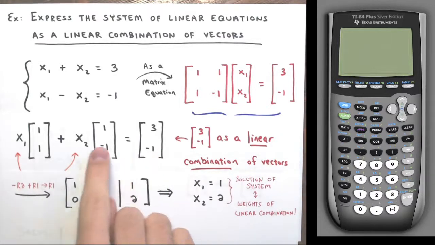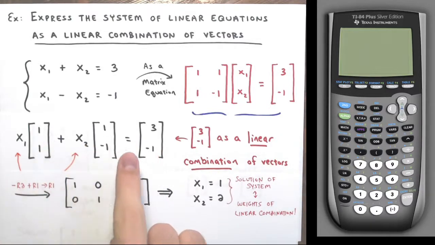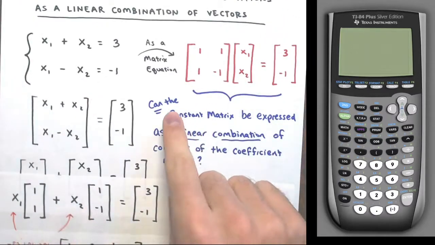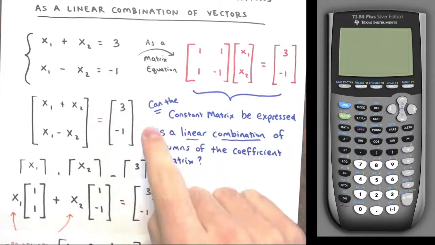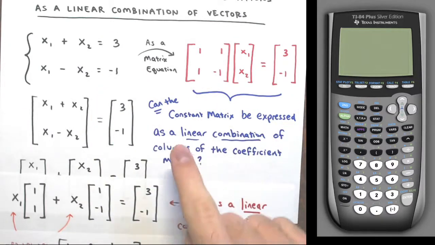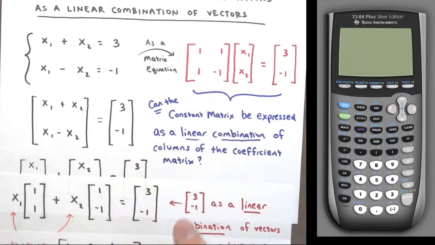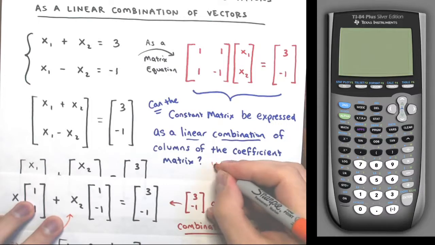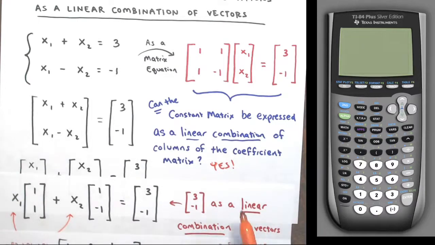But I want to go to here with this linear combination business. So the answer to this question, can the constant matrix, 3, -1, be expressed as a linear combination of the columns of the coefficient matrix, the 1, 1, and 1, -1? The answer to that is yes, because I found a solution. If you don't find a solution, then the answer is no, and you can't finish it off.